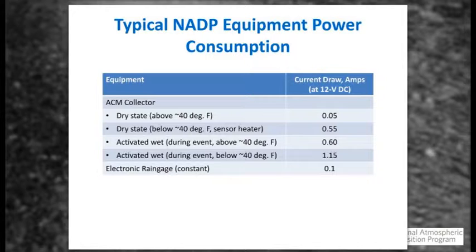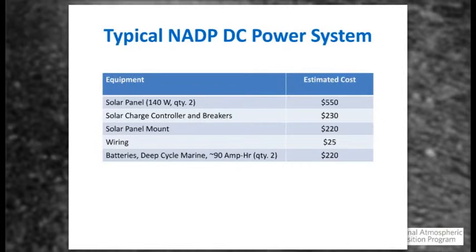That's a fairly appreciable power draw, so it confronts us with the challenge of not only having to get sufficient solar power generation, but also needing sufficient battery capacity to take us through events, particularly at night where we don't have solar power. In contrast, the electronic rain gauge draws very little power. So next slide. This is just costs.